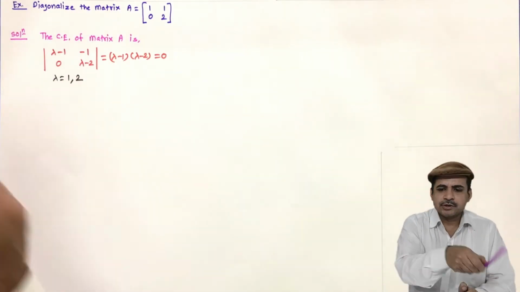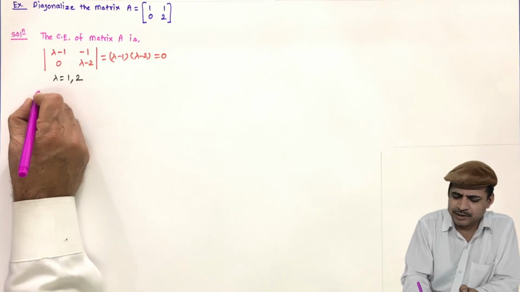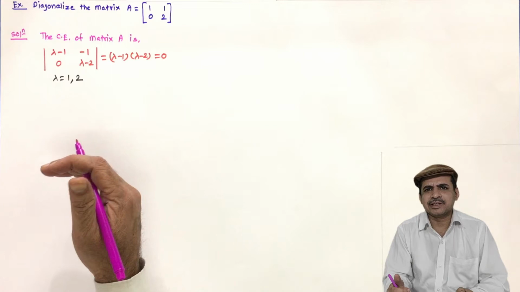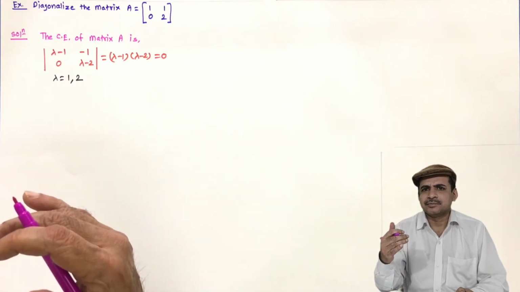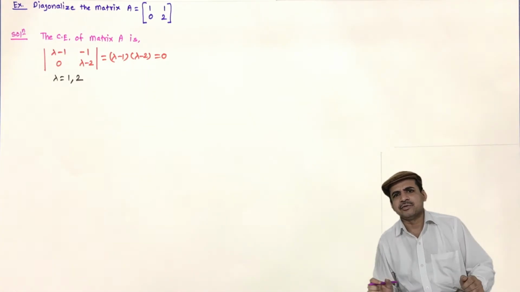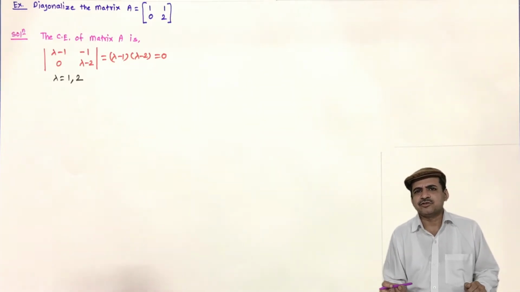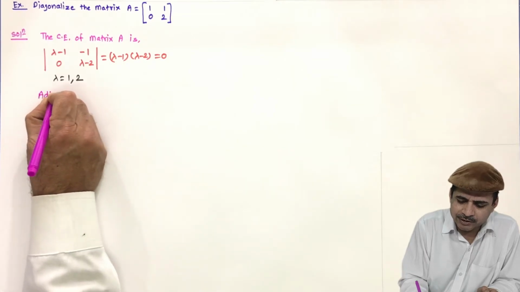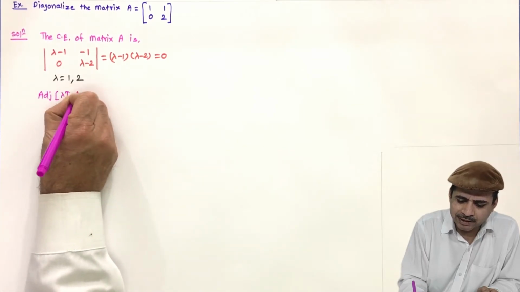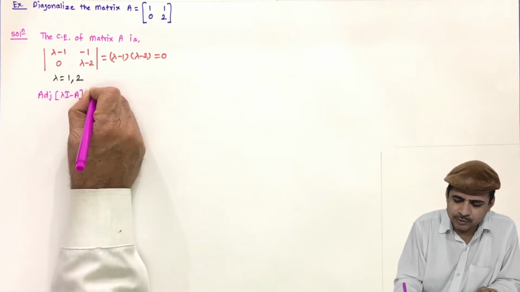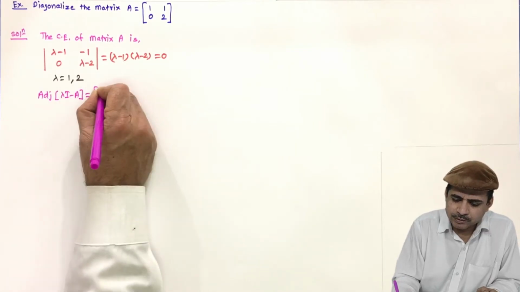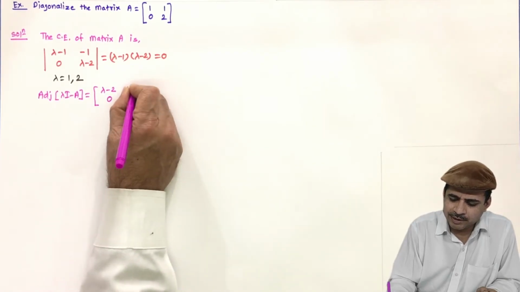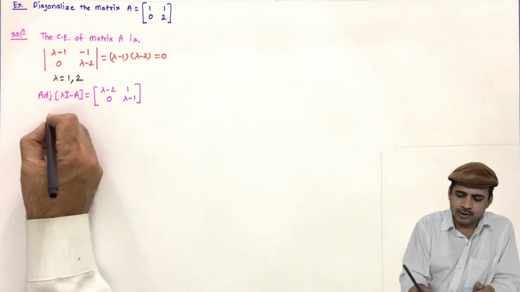So let us now find out its eigenvectors. Let us use the adjoint matrix method. As the roots are distinct, even if we go by the adjoint method or the generalized eigenvector method, we will get the same eigenvectors. And for a 2 by 2 system, the adjoint method is easier. So the adjoint of lambda I minus A is equal to [lambda minus 2, 1; 0, lambda minus 1].